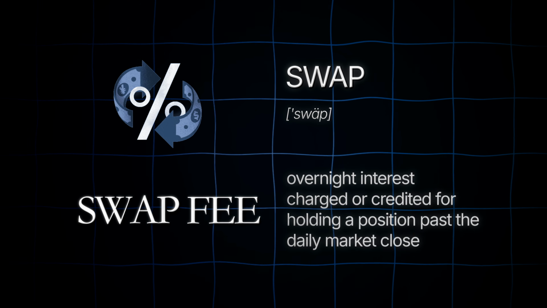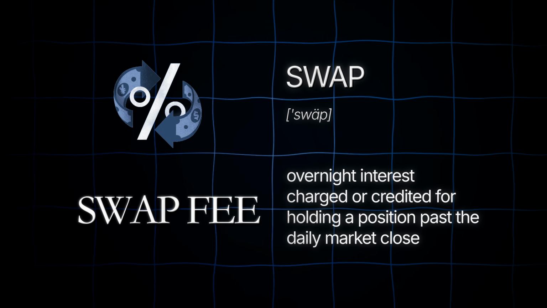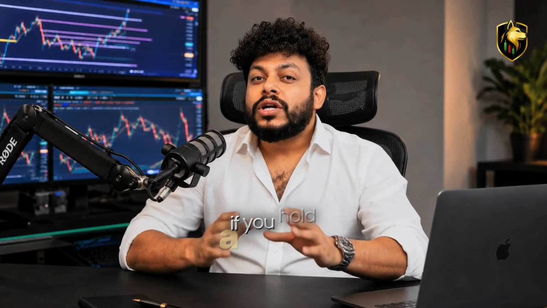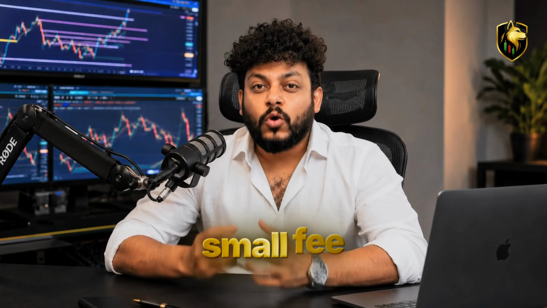Next, swap fees. And this one catches a lot of beginners by surprise. Imagine you check into a hotel. The room is 2000 rupees per night. Everything is fine. But if you stay past checkout time, they charge you extra. That's exactly what swap is. If you hold a trade overnight, past midnight broker time, the broker charges a small fee to keep that trade open. Small for one night. But if you're holding trades for weeks, it can add up surprisingly fast. Always check the swap before holding long-term positions.